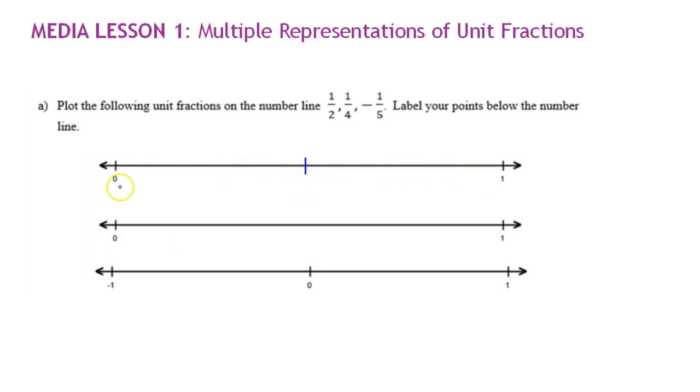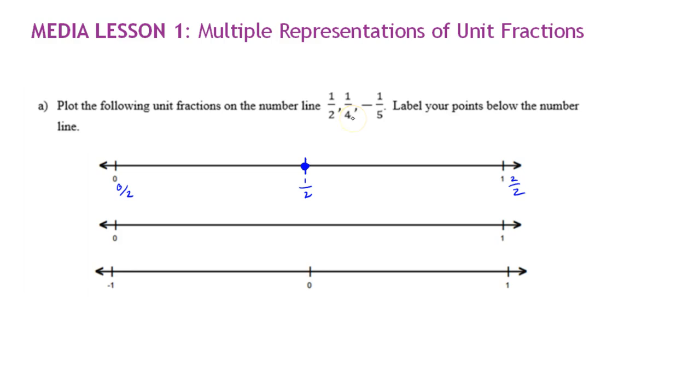We could think of 0 as 0 out of 2. This is 1 out of 2, and 1 is 2 out of 2. So 0 halves, 1 half, and 2 halves. Don't forget to plot a point. You need to put a circle directly on the line where the point is located.